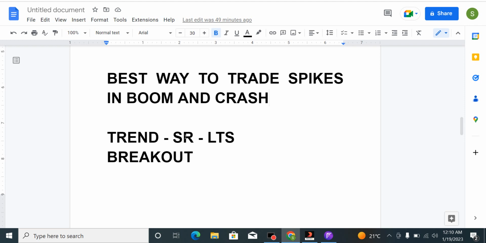So let me quickly explain that to you. I'm going to split this into two. For the support zone, you can only trade Boom from the support zone. If you are trading spikes, this is for Boom, while for the resistance zone it's going to be Crash. This is very important, and once you understand this, then you will be able to milk the market successfully.